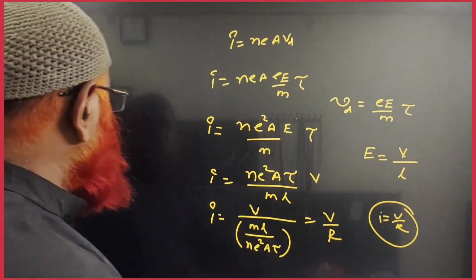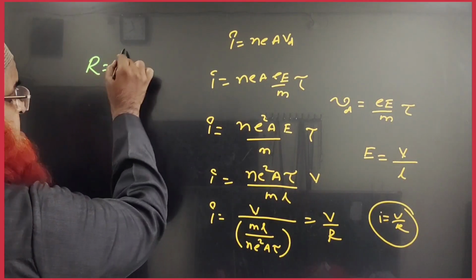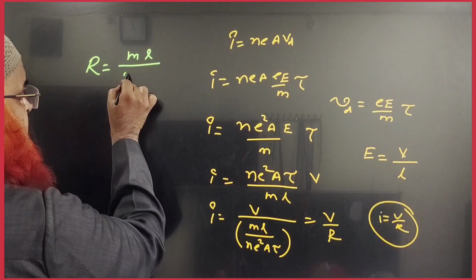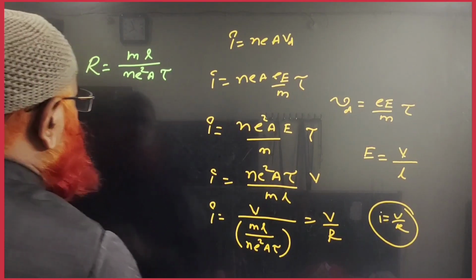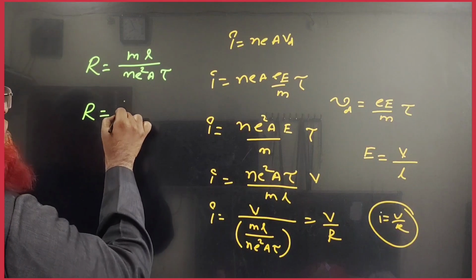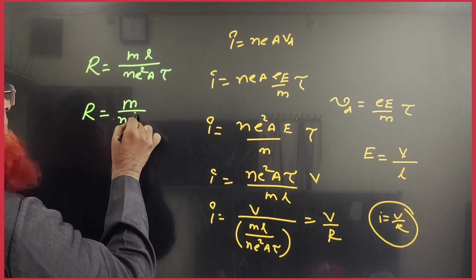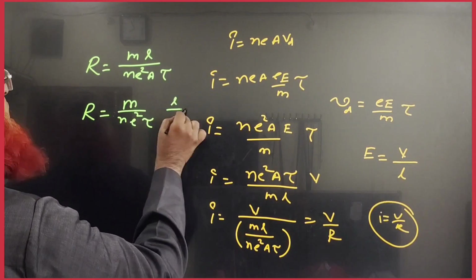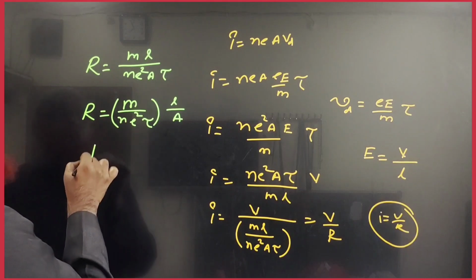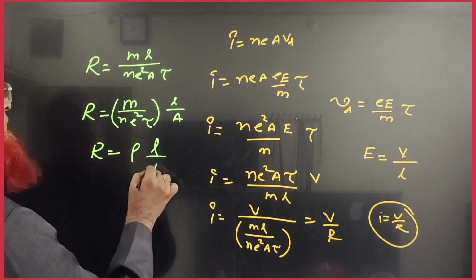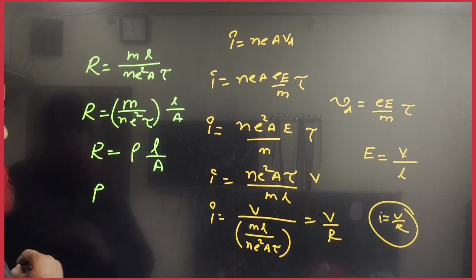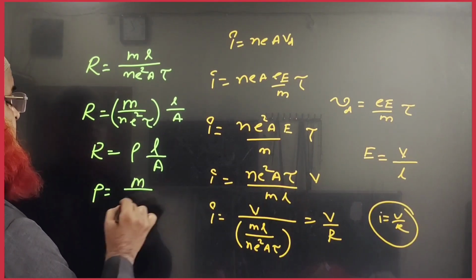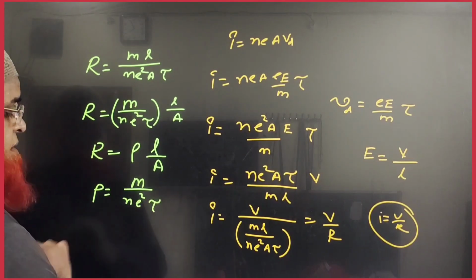In the place of resistance, what is present here? So resistance is nothing but M into L by NE square A into tau here. From this, R is equal to, we can write M by NE square tau into L by A. So you all know resistance is nothing but rho L by A. So what is the formula for rho? See, rho is said to be resistivity, which can be written as M by NE square tau here.